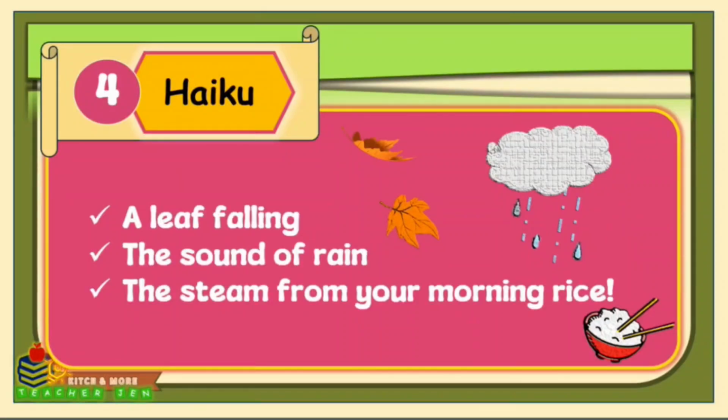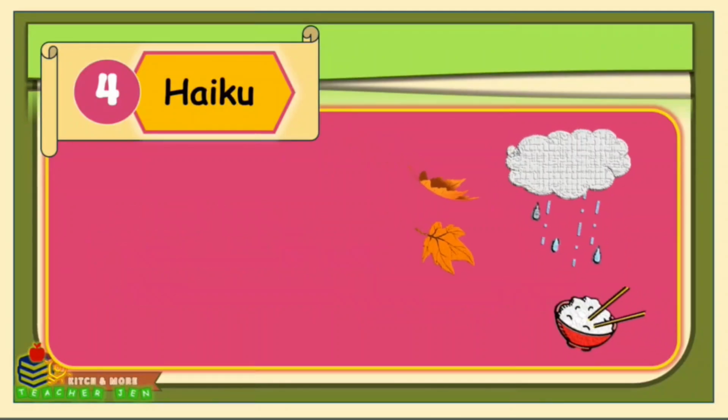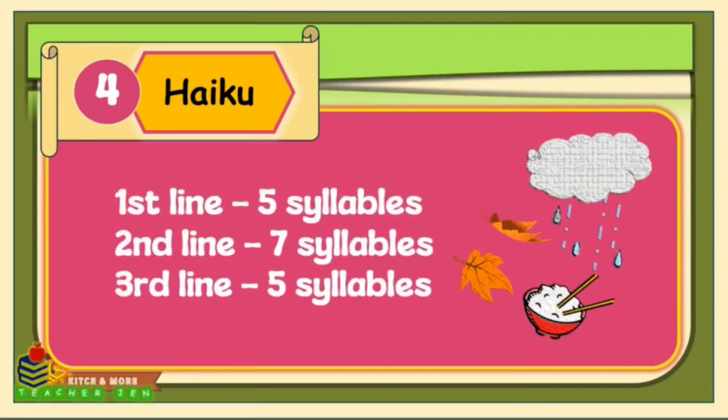Here's the haiku. An old silent pond. A frog jumps into the pond. Splash! Silence again.